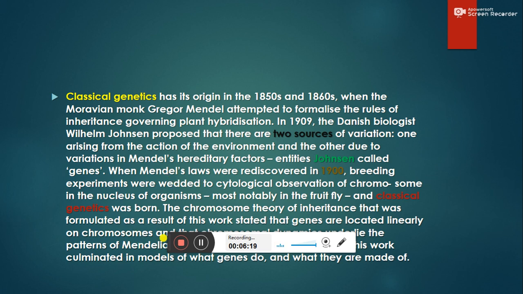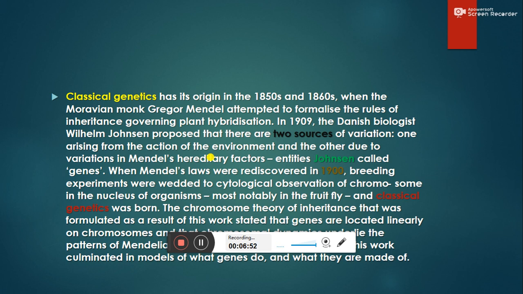When Mendel's laws were rediscovered in 1900, breeding experiments were leading to cytological observation of chromosomes in the nucleus of organisms, most notably in the fruit fly, and classical genetics was born. That was when Mendel's work and experiments were rediscovered. The chromosome theory of inheritance that was formulated as a result of this work stated that genes are located linearly on chromosomes.